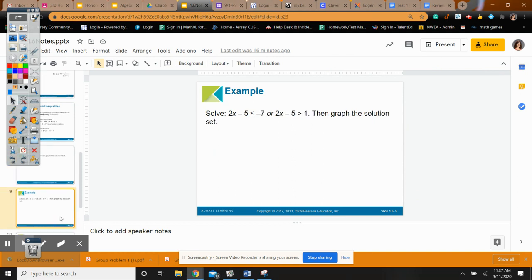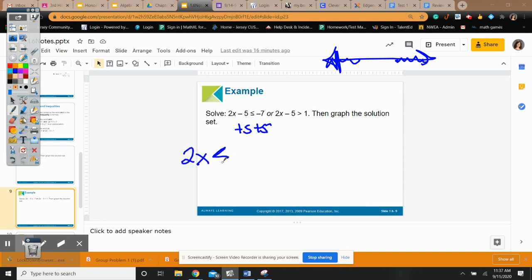If you look at this guy, which is an or, I'm expecting it to look like oars of a boat when I'm done. It can't both be true. So you have to write it separate. So we'll have to separate these and do them separate. I get 2x is less than or equal to negative 2, divided by 2. X is less than or equal to negative 1.